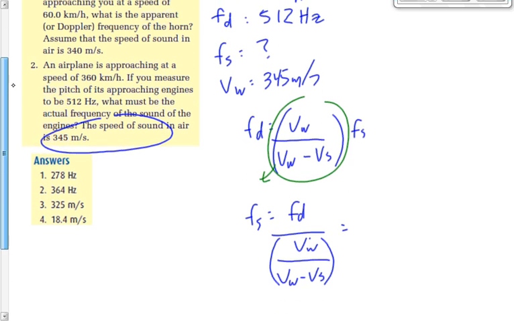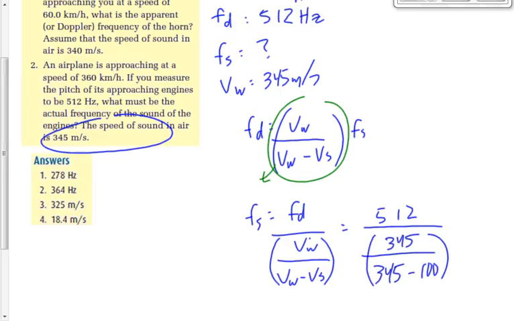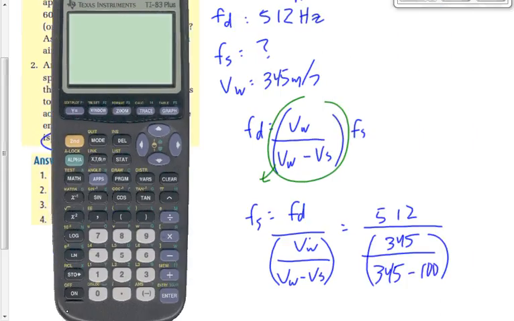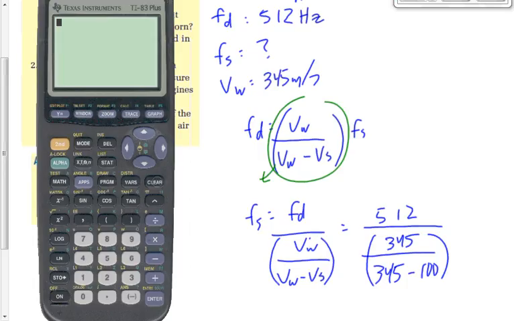FD is 512. VW is 345, and VS is 100. So let's do this on the big calculator here to make sure that we can all do it. Let's get what's on the bottom first. 345 minus 100 equals 245.